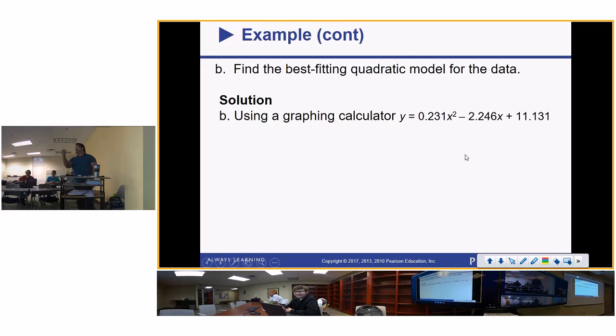That's what it looks like. Go ahead and write down that equation so you can check your math and at least know if you're doing it right.